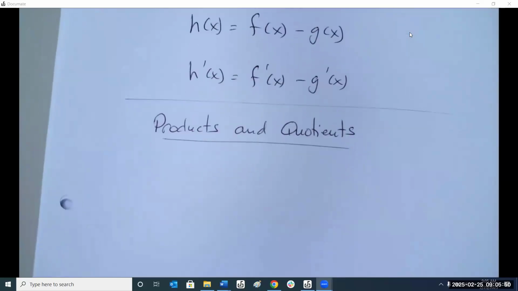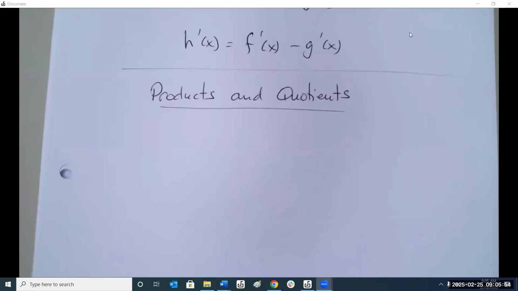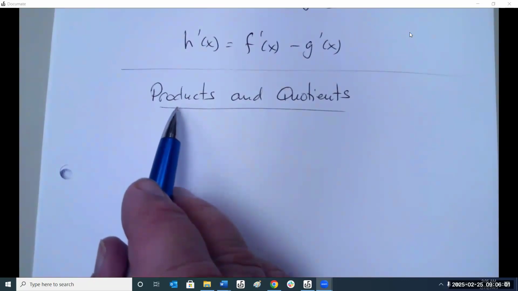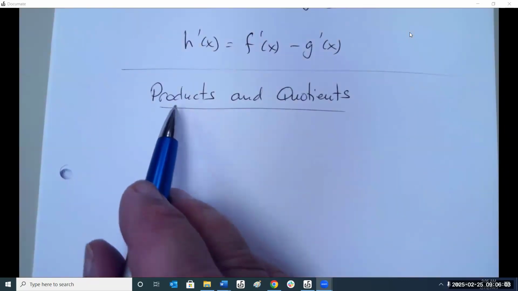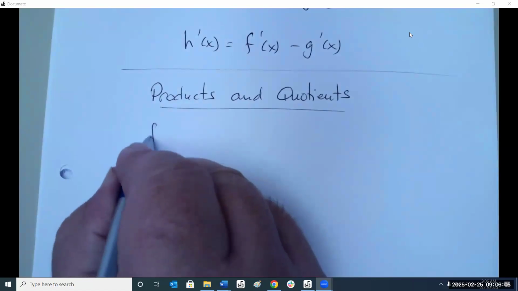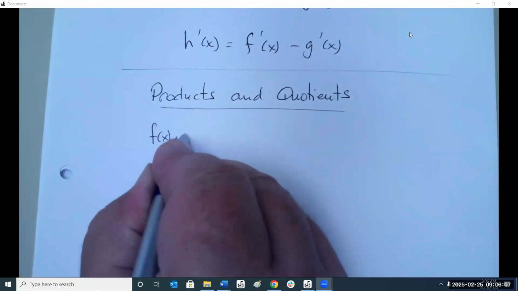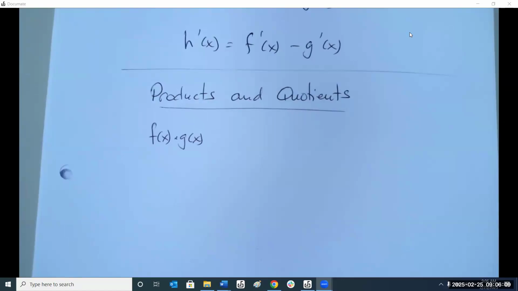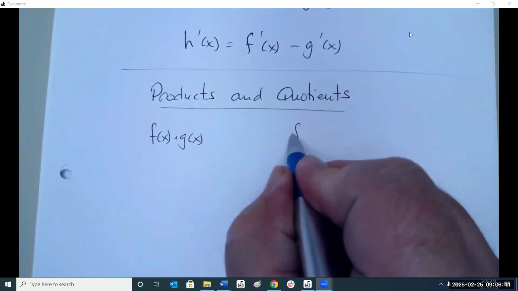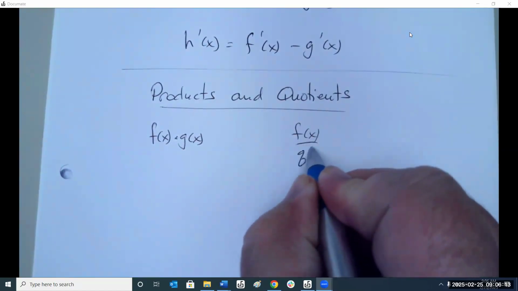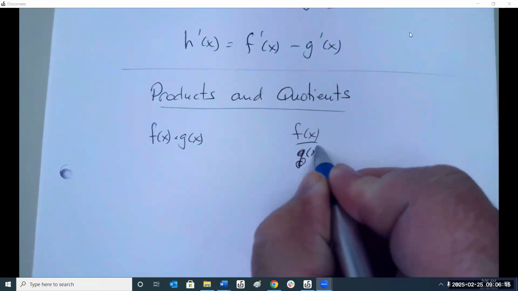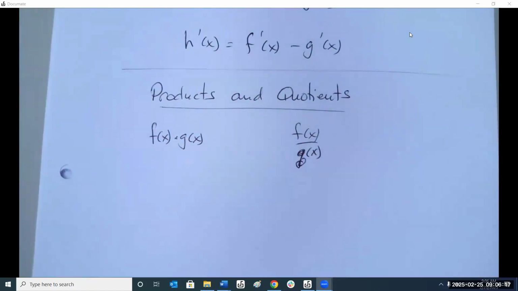Products and quotients. What does product mean? Multiplication. So this is f times g. And quotient means division. f divided by g.